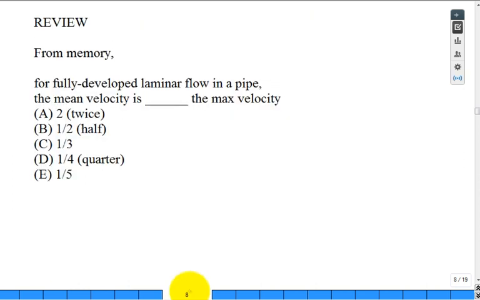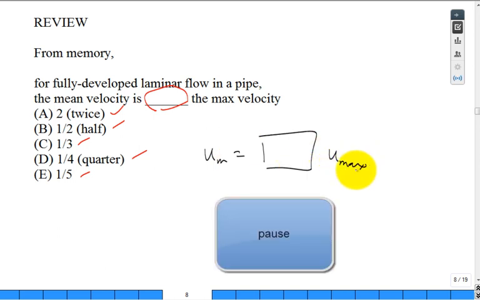Let's continue on. All right, from memory. For fully developed laminar flow in a pipe, the mean velocity, hey, we spent some time talking about that mean velocity, is blank the max velocity. It's twice, half, 1/3, 1/4, 1/5. What is it of the max velocity? So U mean is equal to something times U max.